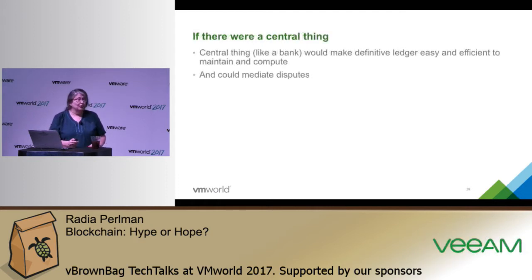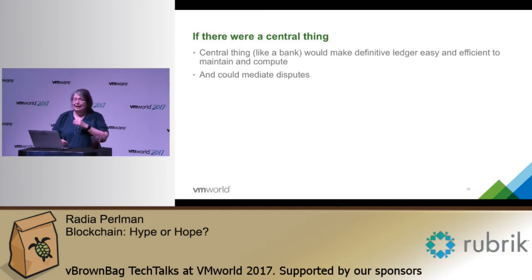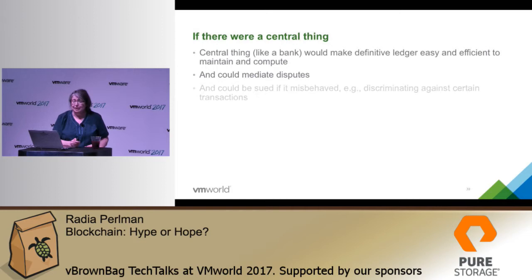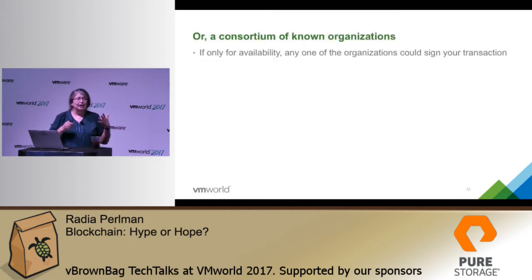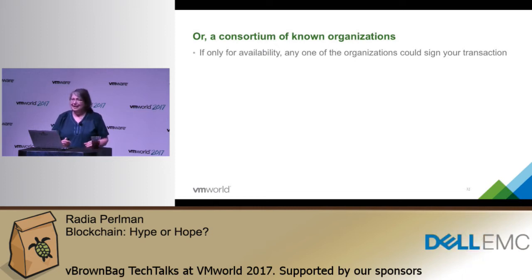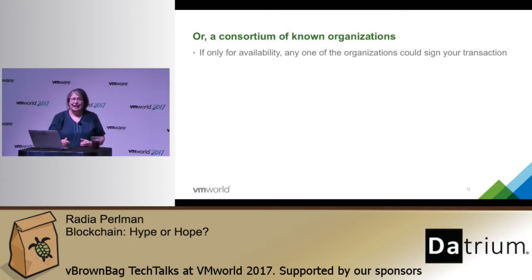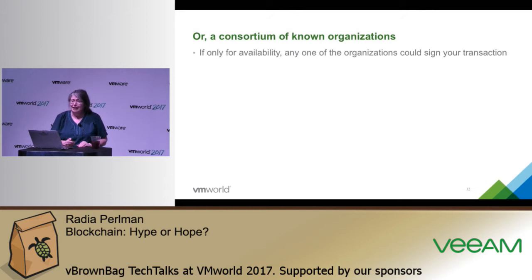Now, if there were a central thing like a bank, having a definitive ledger would be trivial computationally and could be made very secure, and there's someone who can mediate disputes. And you can sue it if it misbehaved. Or you can have a consortium of several known organizations. And again, with traditional technology, you can do a far better job than basing it on this technology that was designed specifically for this kind of anarchist model where no known organizations are inside.